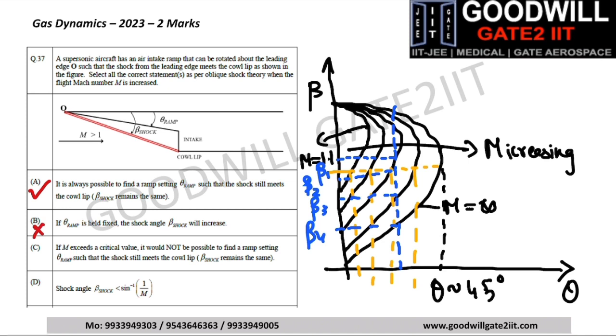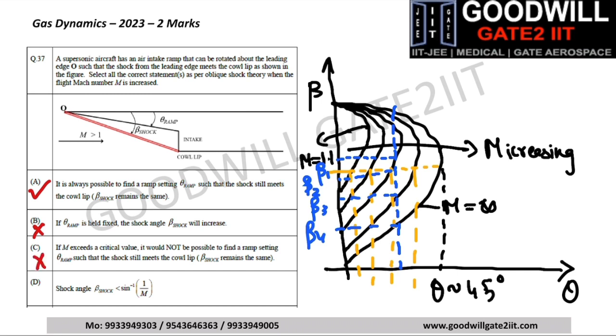Now the third option is: if M exceeds a critical value, it would not be possible to find a ramp setting theta ramp such that the shock will still meet the cowl lip, beta shock remaining the same. We can see this directly from the curve that even at Mach number equal to infinity, there is still a finite theta possible, which is roughly around 45 degrees. So this option again would be wrong.